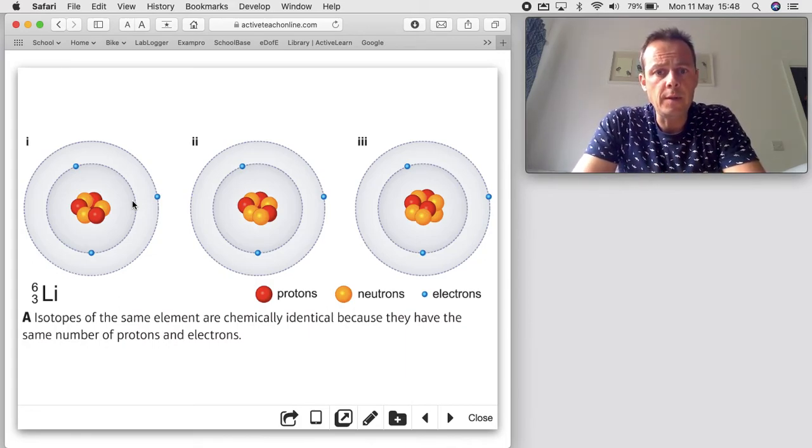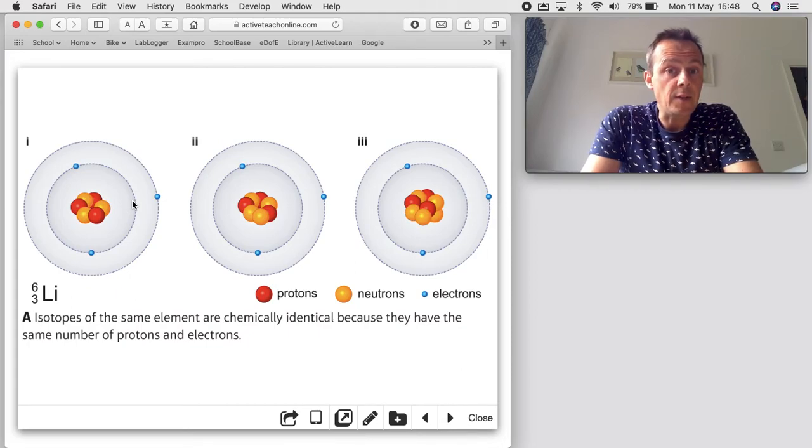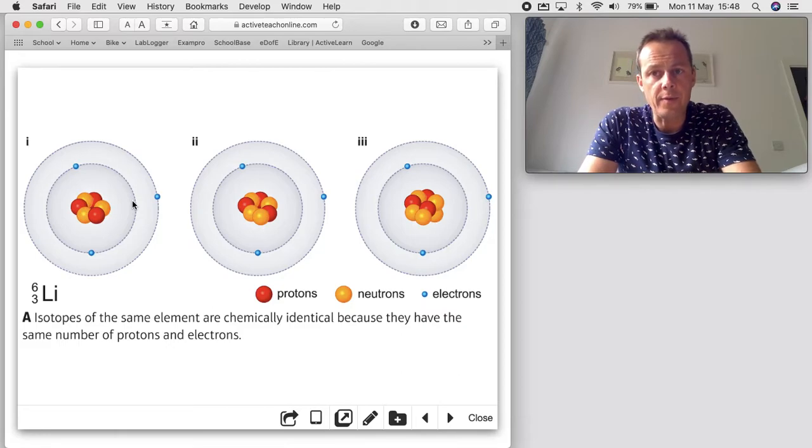But there is one fundamental difference. If we look in each one, we'll look at the yellow particles, which are the neutrons. We can see in the first diagram, we have 1, 2, 3 neutrons. In the second diagram, we have 1, 2, 3, 4 neutrons. And in the third diagram, we have 5 neutrons. Now these are all still lithium because of those 3 protons. They will all behave in the same chemical way because of the 3 electrons around the outside of the nucleus, but they will have different masses. And that is what an isotope is.